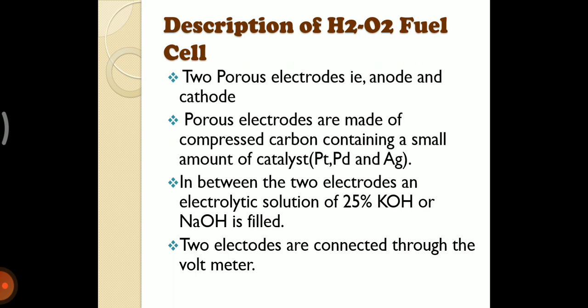Next, moving on to the description. Here we use two porous electrodes, the anode and the cathode. The two porous electrodes are made of compressed carbon containing a small amount of catalyst, that is platinum, palladium and silver. In between the two electrodes, an electrolytic solution of 25% sodium hydroxide or potassium hydroxide is filled. These two electrodes are connected through a voltmeter.